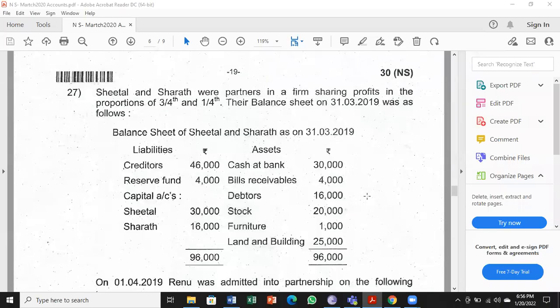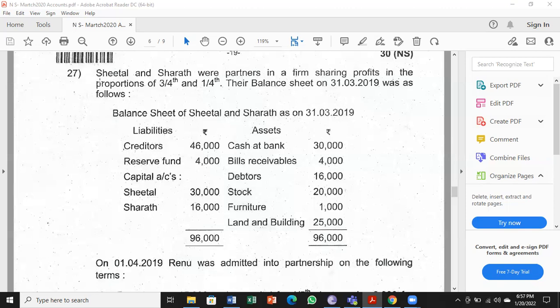So this paper is a question paper of 2020 new scheme. NS stands for new scheme and 30 stands for the code number of second PUC accounting. So page number 19, you have a 12 marks question. Page number 19, problem number 27.